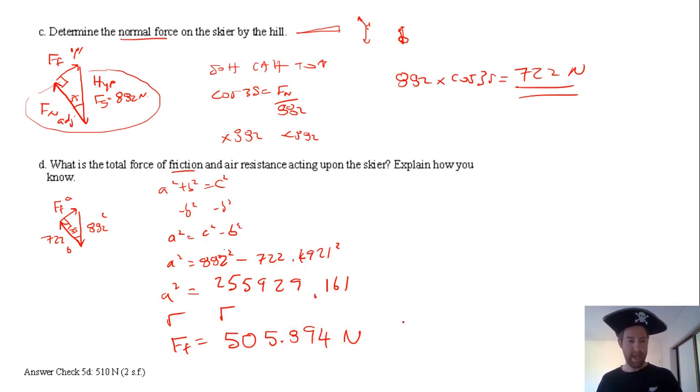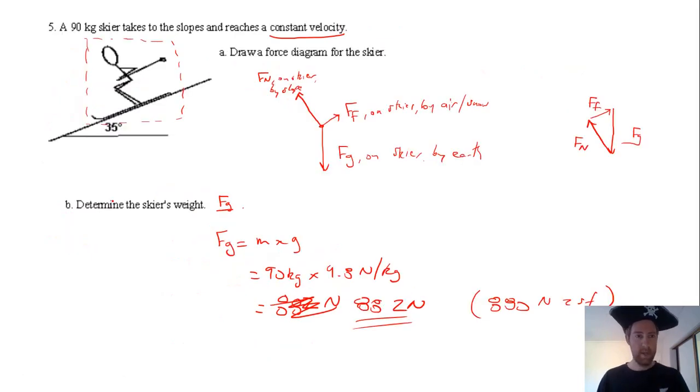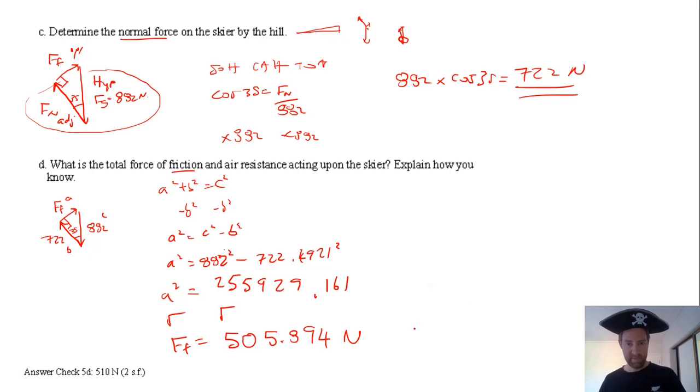newtons. And then because it's my last answer, my question had 35 degrees. It also had 90 kg, so two significant figures. So rounding off to 510 newtons, there's my two significant figures. And that's what this says. Explain how you know.